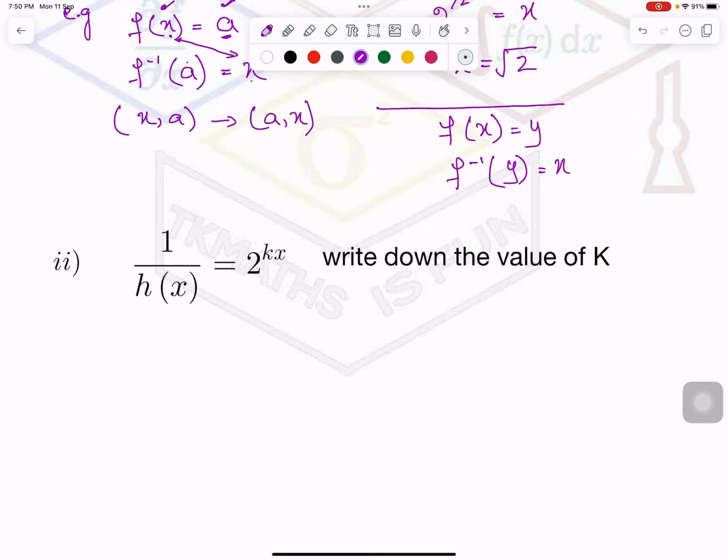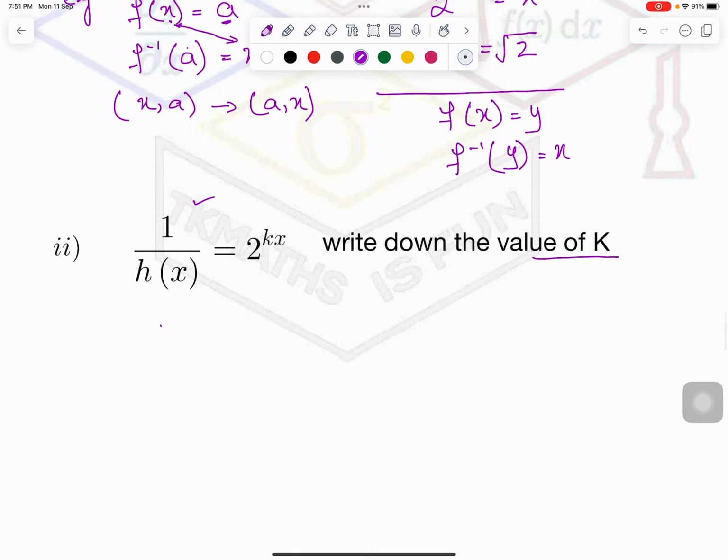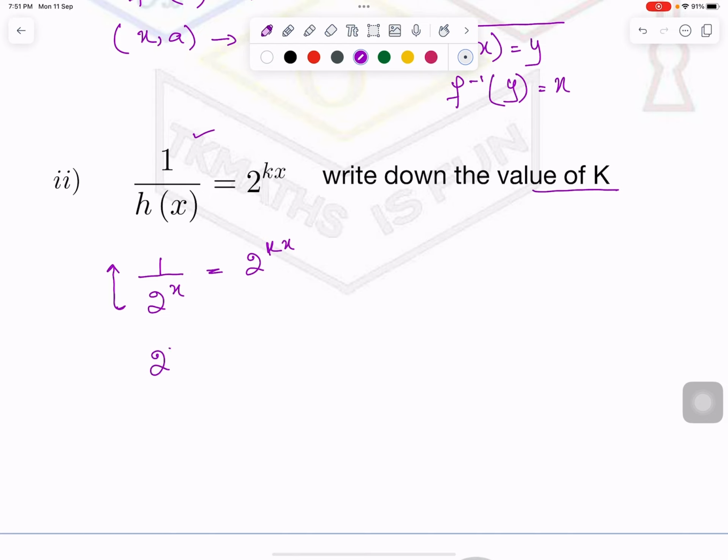Last question. I have to find the value of k for this equation. Now h of x we know from here. h of x is equal to 2 power x. We have seen here. Okay. So I will replace here h of x by 2 power x. So again, I will apply law of indices here, and I will take this 2 power x in the numerator, and it will become 2 power minus x. This is according to law of indices. Now bases are same, so I can equate the powers.